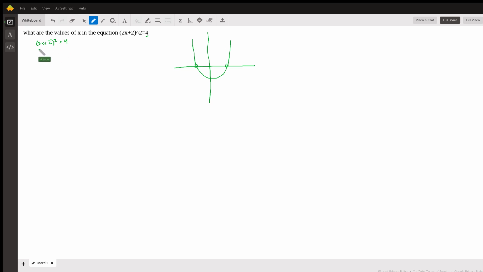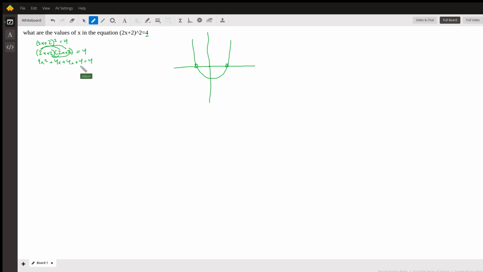So first I'm going to factor out 2x plus 2, equals 4. So we're going to use FOIL starting with the first. So that's 4x squared. And then we're going to go outer, which is plus 4x. And then we're going to go inner, plus 4x. And then we're going to go last, plus 4, equals 4.